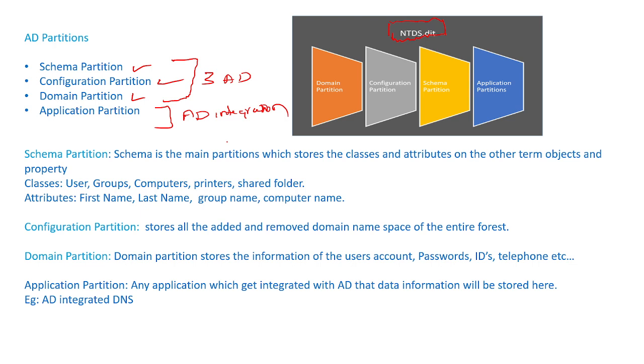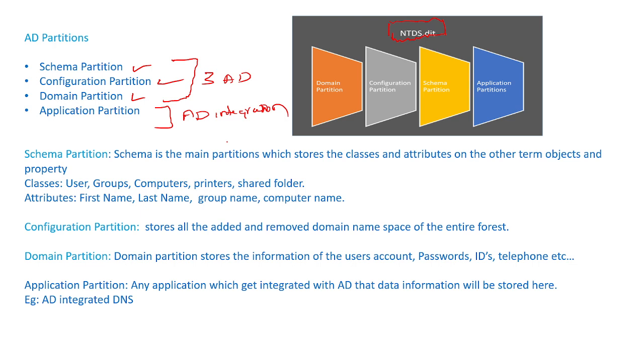I mean, it will record that there are 5 DNS servers in one location. What is the region code? What is the network latency? All those things will be mentioned or stored in the configuration partition. Basically, all the configurations related to the sites and the DNS will be stored in the configuration partition. Any configuration for that matter, sites and services, subnets, everything will be stored in the configuration partition.